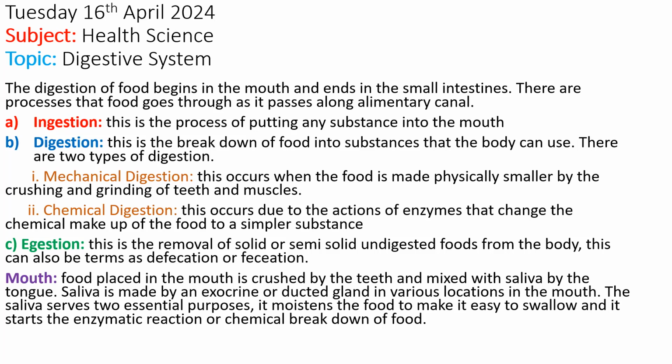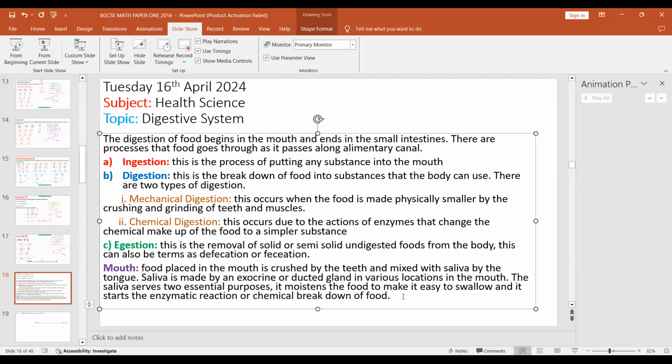So the enzyme in the saliva is amylase, A-M-Y-L-A-S-E. That enzyme helps to break down starch inside of the mouth, and it's found in saliva. The saliva helps to moisten the food so it is easy to swallow, and the saliva also has enzymes that start the chemical breakdown of food. That's the purpose of the saliva, and all this happens inside of the mouth.